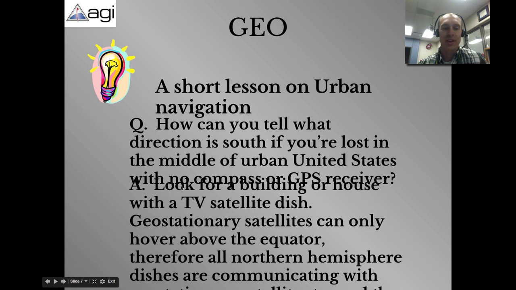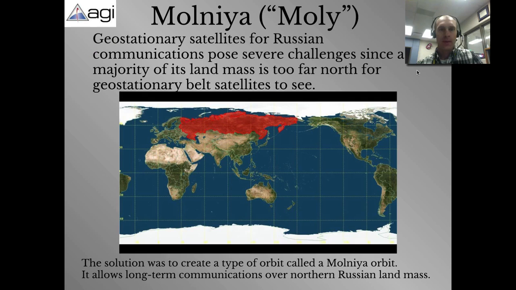And it's sort of blurred in here, but if you look for a building or house with a TV satellite dish, geostationary satellites can only hover above the equator, so they are always going to be south of us. So all northern hemisphere dishes are communicating with satellites that are south. I know it's cut off in there, but they're all going to be pointing to the south to be able to connect with that satellite. Pretty cool, huh? A Molniya orbit is another one we're going to look at.